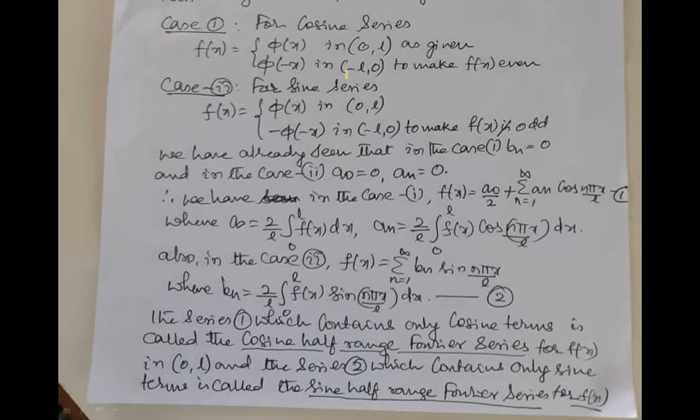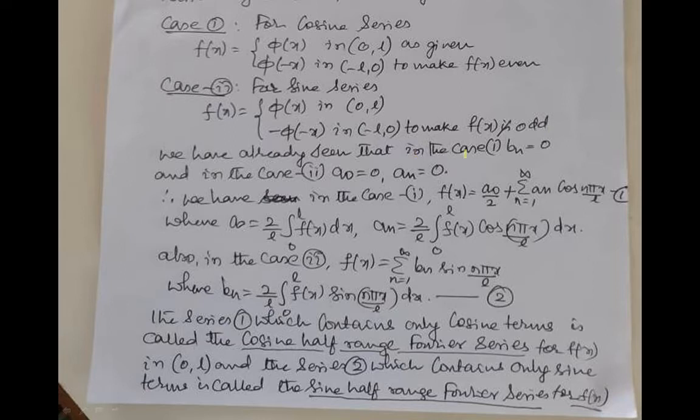Okay. Next, case 1 for the cosine series. For the cosine series, f of x will be phi of x in 0 to L, and phi of minus x in minus L to 0. We make f of x even. When you put x equal to minus x, if there is no change, it will be called an even function, as you might already know from the first class of the Fourier series. The same definition I am going to use. If x is replaced by minus x and it becomes minus of the given function, I mean minus of phi of minus x, then f of x is odd.